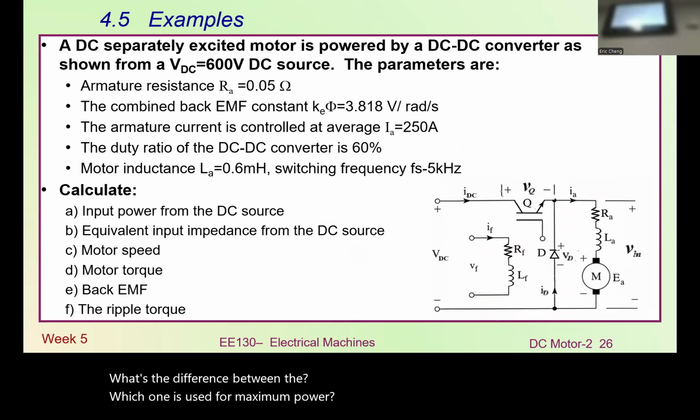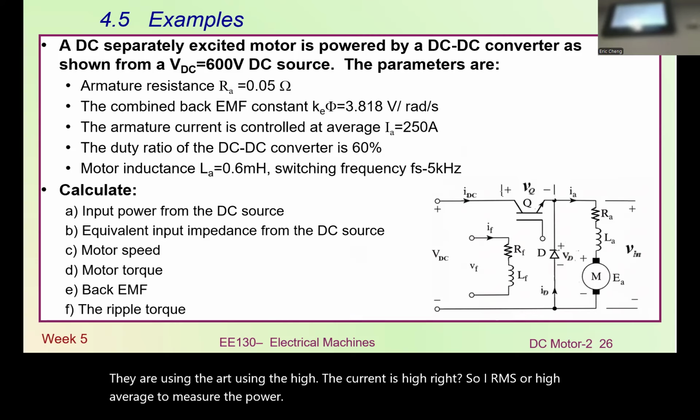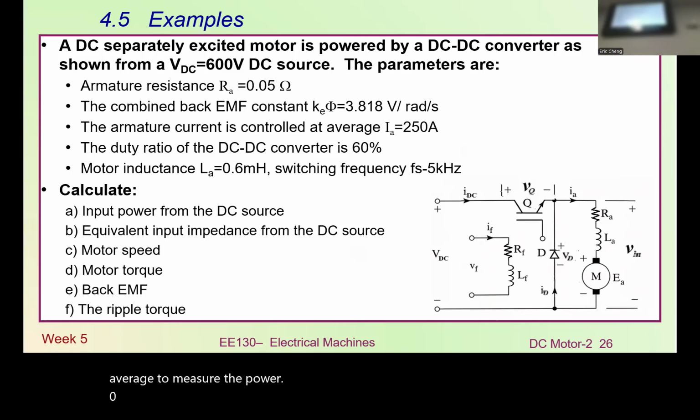Using the I. The current is I, right? So I RMS or I average to measure the power. RMS, right? Because I know the average is zero. What do you think? When you measure the power, for the current to be measured, is it the RMS current or the average current? Average current. They're all different ones. Talk about that. How about the gentleman at the back? Average or RMS current to measure the power?